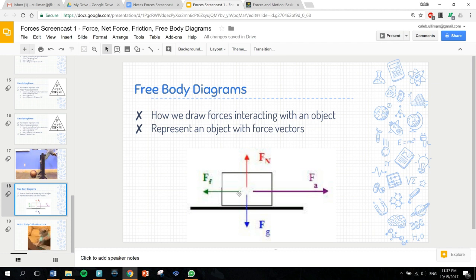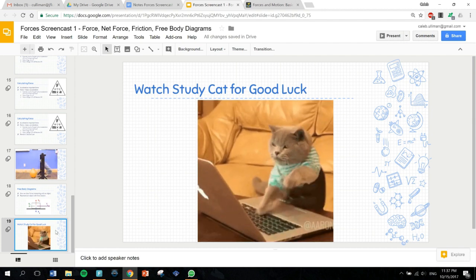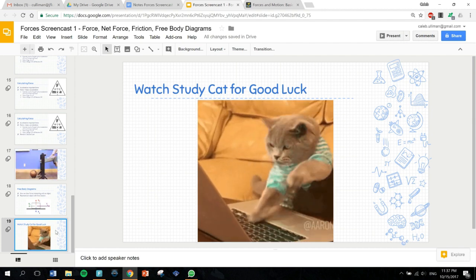Finally, free body diagrams. This is how we draw and represent forces interacting with objects. You represent an object, usually with a box, and you might put something like a name in there, like Jimmy the Pug, and then you show the force vectors. So FA is force applied, FF is force of friction, FG is force of gravity, and FN is the normal force. We'll talk about that stuff later, but I just want you to know how to draw a free body diagram.